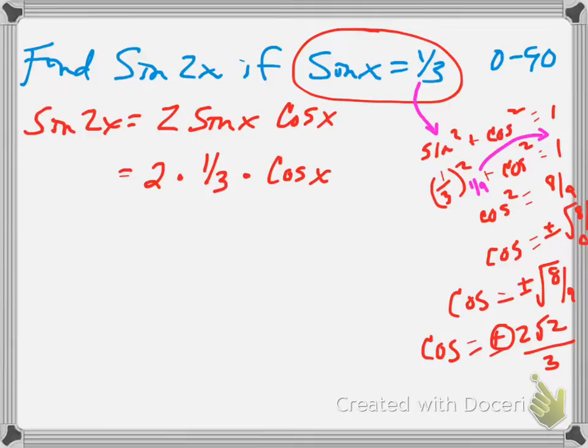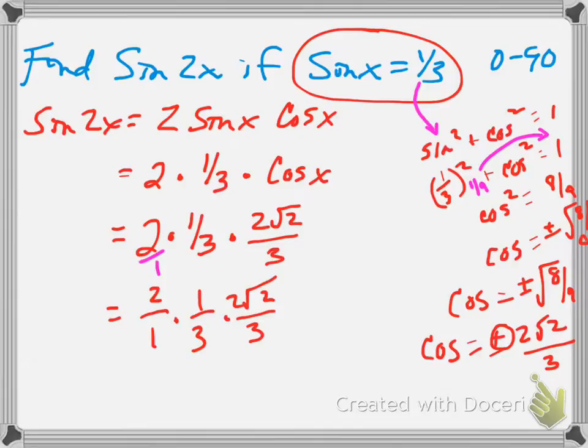And that's the piece that we're going to take and we're going to wedge it in right there. So we go back over to the main problem. And we have 2 times 1/3 times 2 root 2 over 3, which is in essence 3 fractions. 2 over 1, 1 over 3, and 2 root 2 over 3. And as we talked about yesterday, to multiply fractions, we're going to go straight across. And we end up with 4 root 2 over 9.